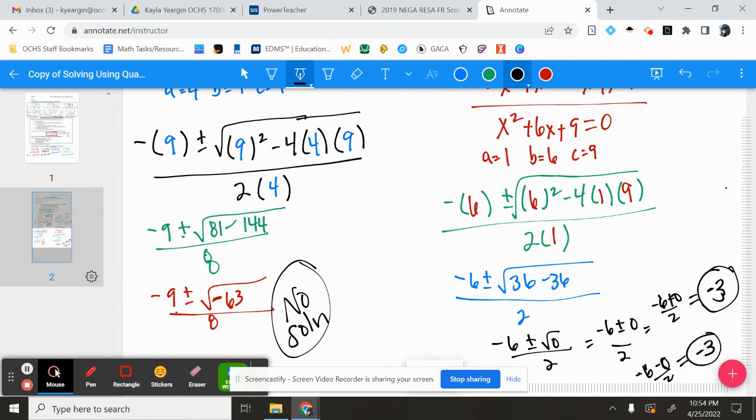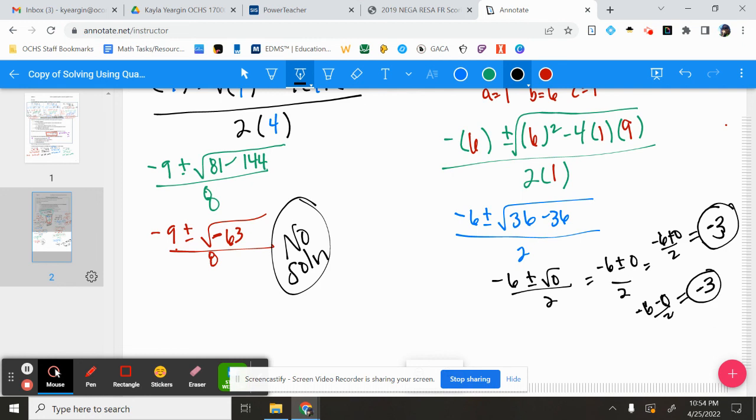So even though I have two answers here, it is okay that they're the same. This just means that my x-intercepts are sitting on the x-axis, and it's in one spot, meaning that's my vertex. And that is how we use the quadratic formula. Again, if you get stuck, please make sure that you pause the video or go back and read anything that you might need to see.